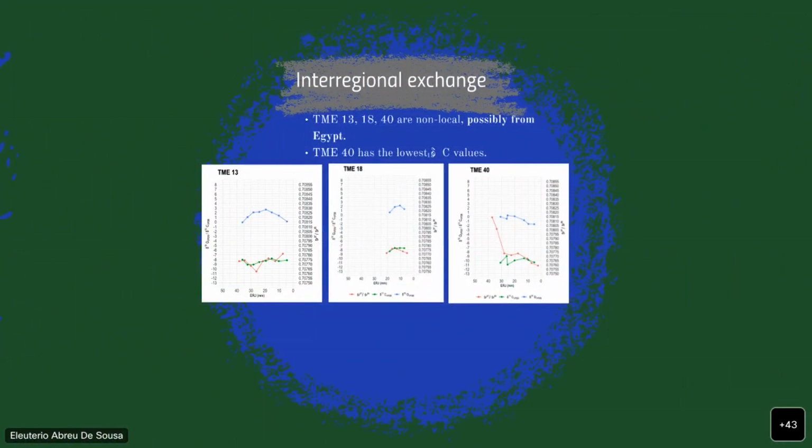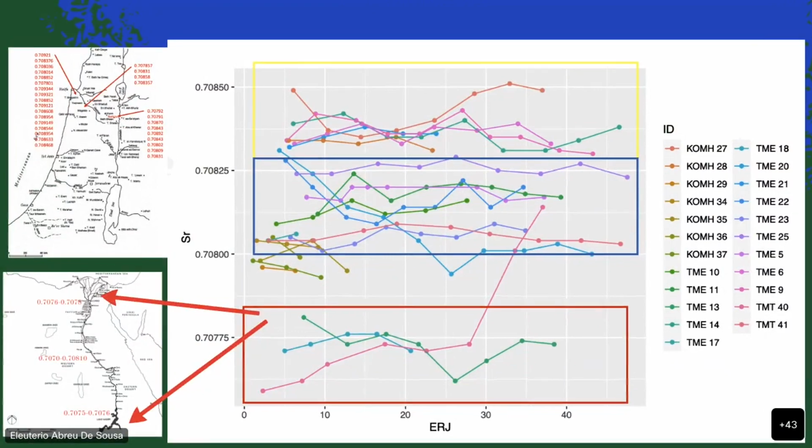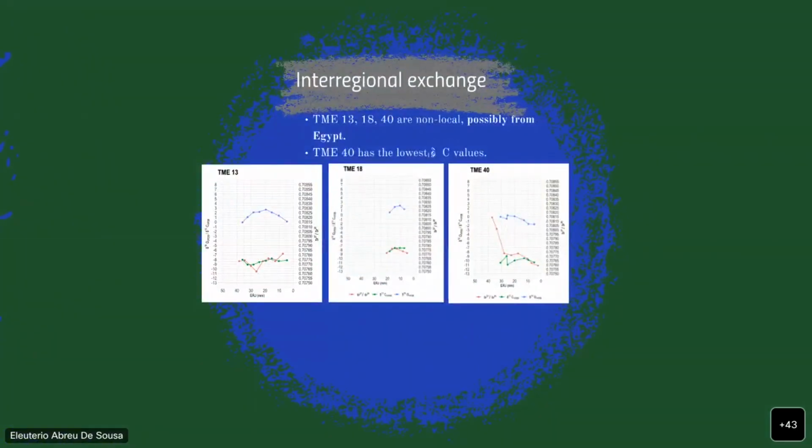So TME 8, 13, 18, and 40, these 3 individuals are certainly non-local and possibly from Egypt, because they do seem to match the strontium values. If I just go back here on the left-hand corner, we have the published strontium values from Michel Bouzon and the team that indicate that these individuals are certainly probably from the Nile Valley. And when we look at the carbon and the oxygen of these individuals, these also strongly correlate with values outside of the individuals from Tel Megiddo East, as you can see here in these individuals.